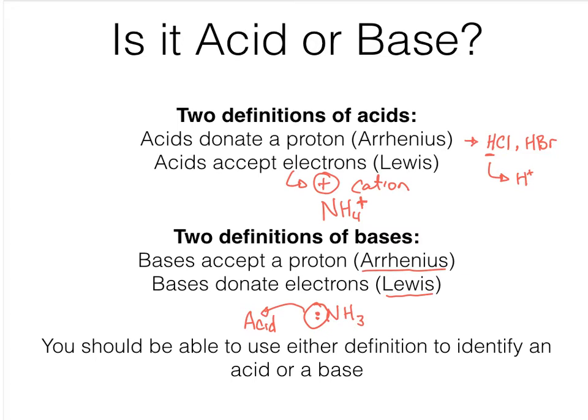Notice how in both of these definitions, acids and bases are opposites of each other. Acids donate protons, bases accept a proton. So acids donate the proton, and bases accept that same proton. In Lewis, bases are donating electrons, acids are accepting electrons. Turns out that these are the same set of electrons that the bases donate and the acids accept. Your goal is to be able to use either definition, either Lewis or Arrhenius, to be able to identify things as an acid or a base.